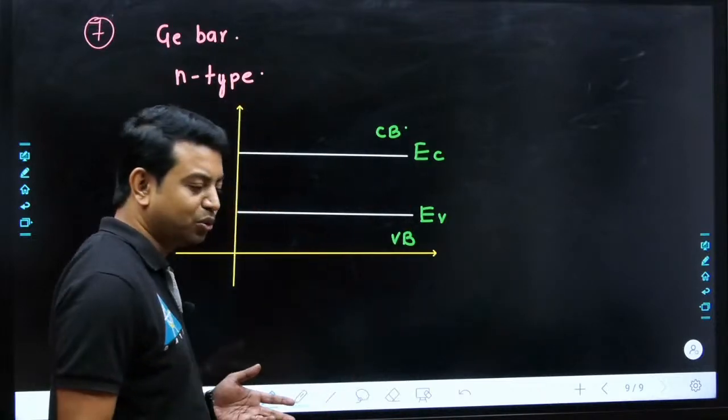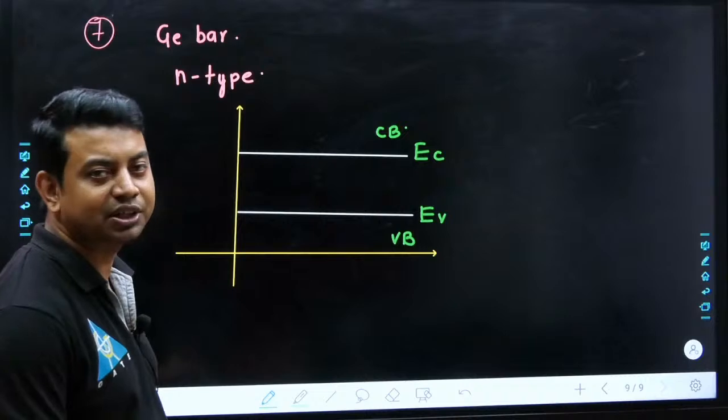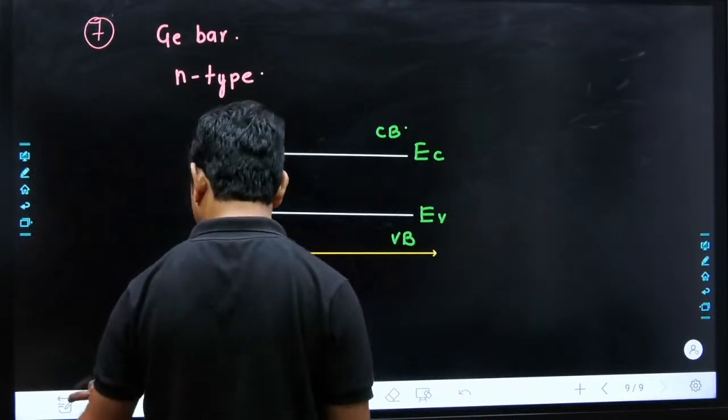Where do the holes locate in this energy band diagram? Tell me once by your comment in the comment section.